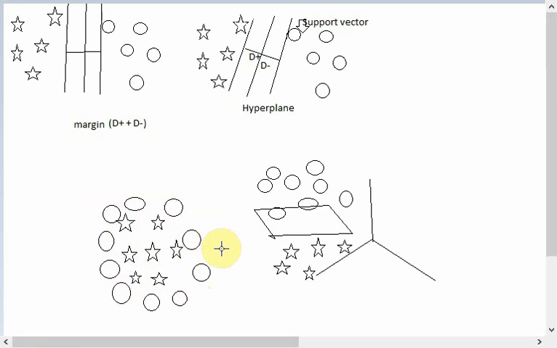So for this, what we do is convert the 2D feature space into a 3D feature space. That means we take more features. Using this, we are able to put the entire data set in a three-dimensional feature space, and you see, using this hyperplane we are able to separate the circles from these stars.